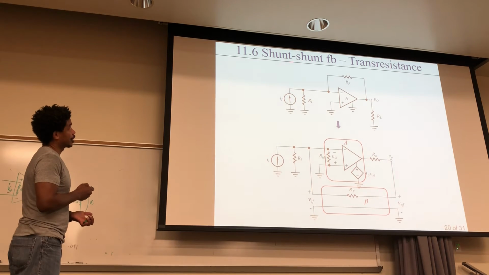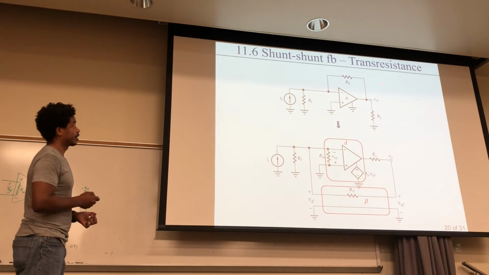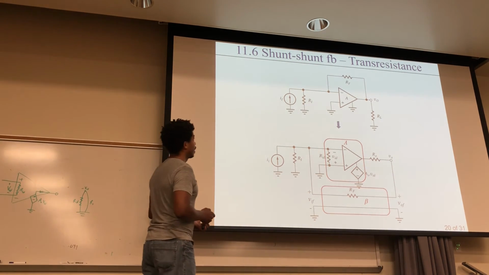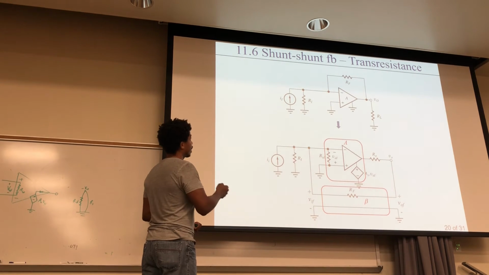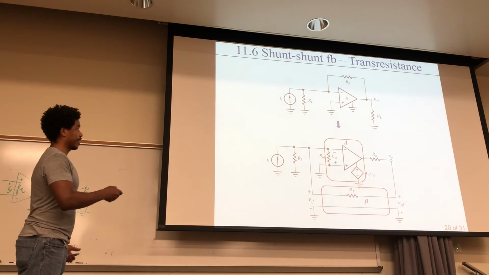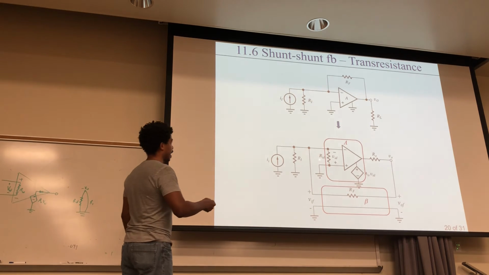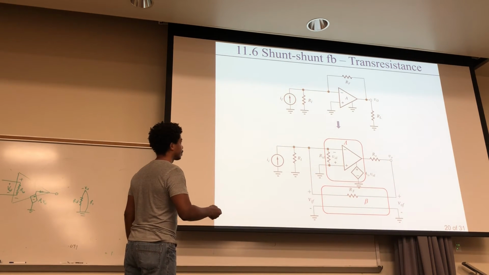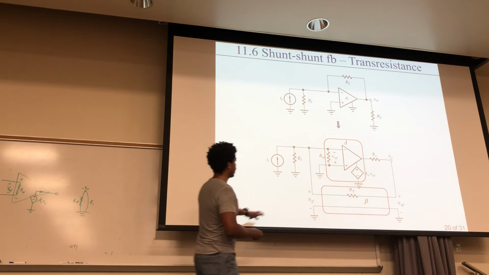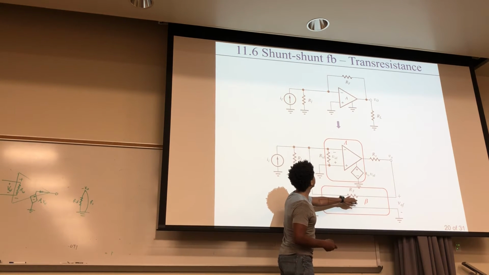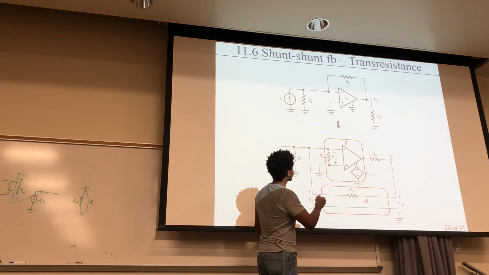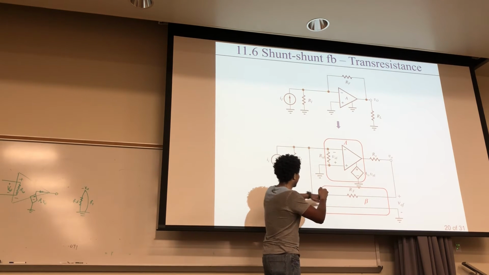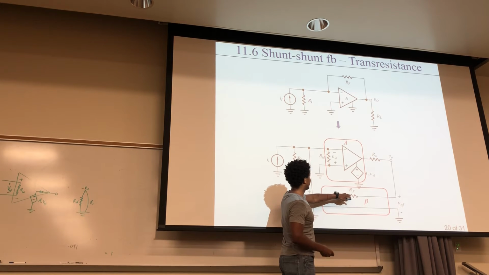Now let's apply it to the shunt. Okay, this is the trans resistance part right here. And again, here's what it looks like. We can abstract it to like this, where here's the A part of the amplifier. Here's the feedback network right here, beta. And you see what I've done here to make beta, right? That's this piece right here.